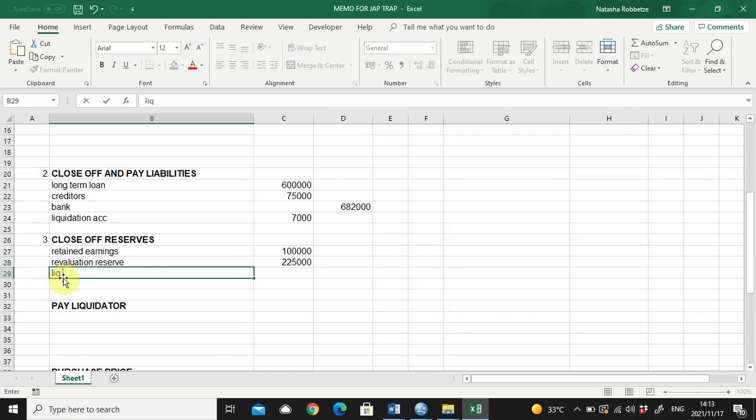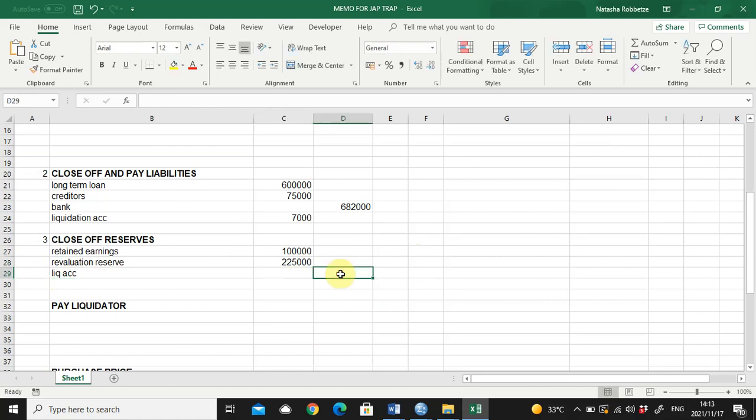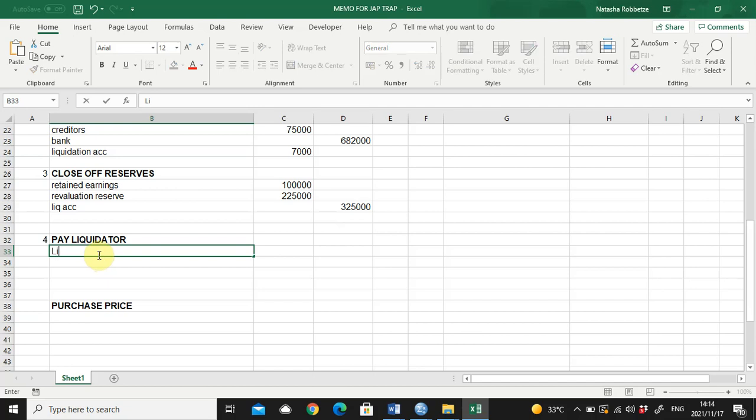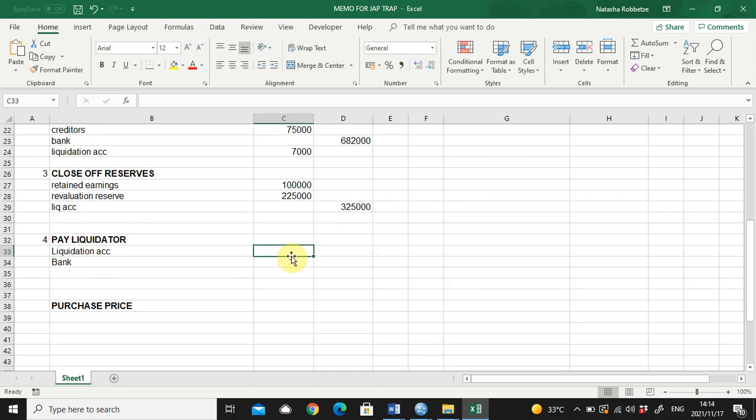Again, we need a liquidation account to balance out the figures, and it will seem like we need a credit balance for the debits and credits to be equal. In step number 4, we need to make a payment to the liquidator. And in the introduction paragraph, it was said that the court approved a fee of 20,000 Rand. So I'm going to debit my liquidation account and I'm going to credit the bank because I need to make a payment from the bank account. The total there, 20,000.